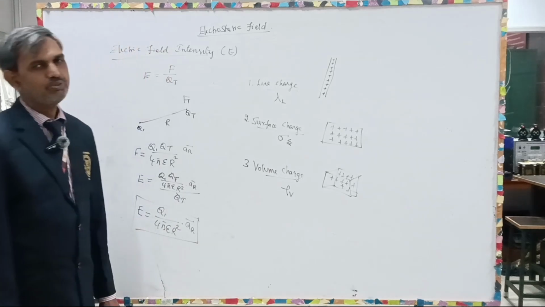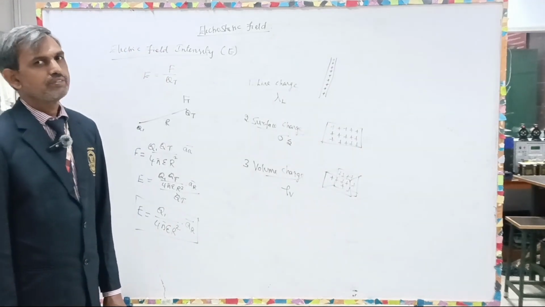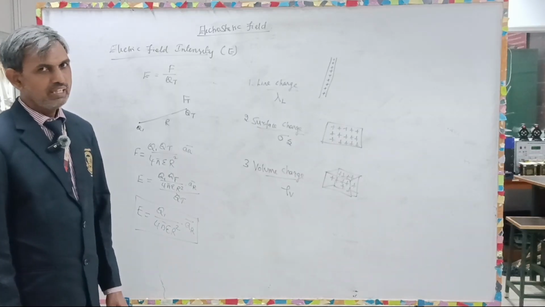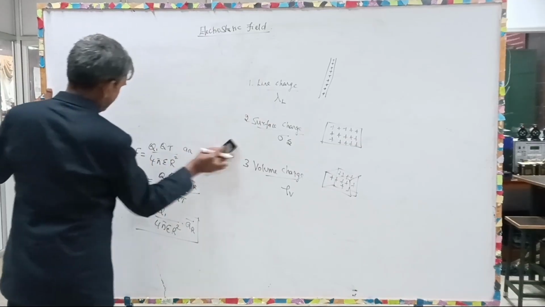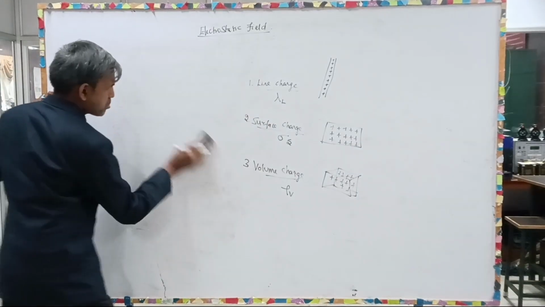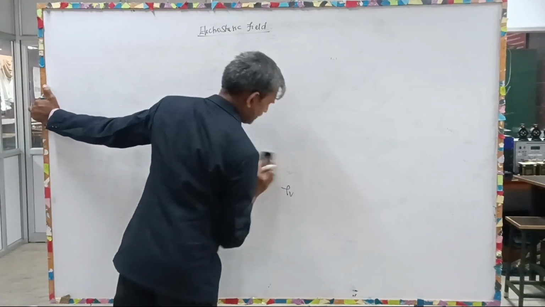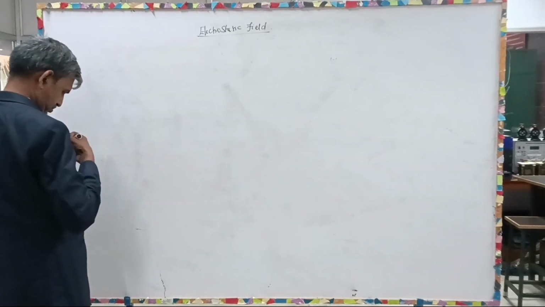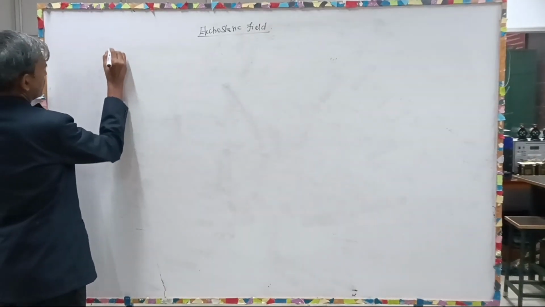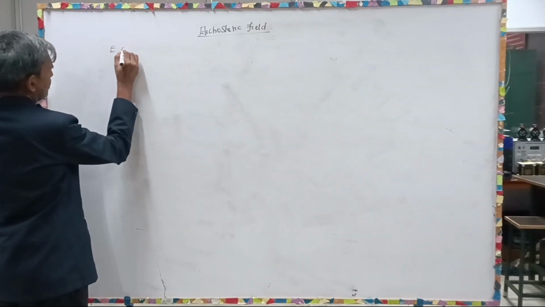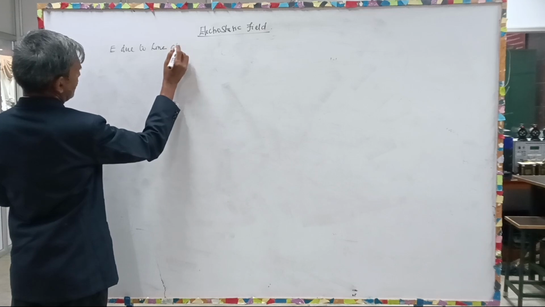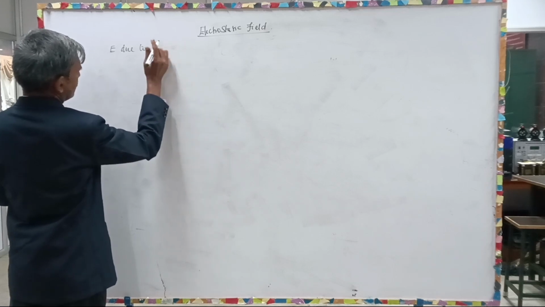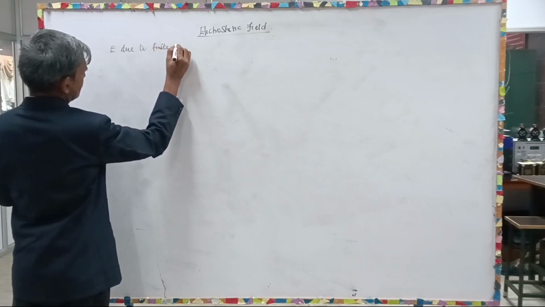So first we are going to discuss the electric field intensity over a line. So E due to a finite line.